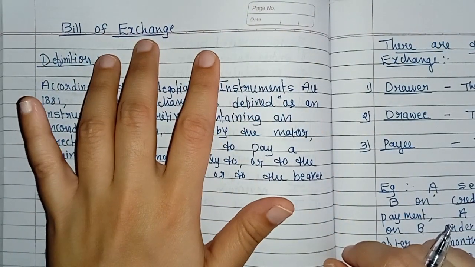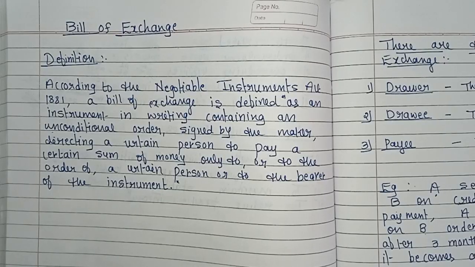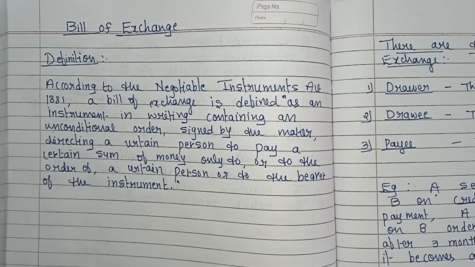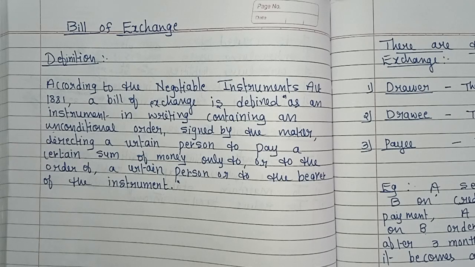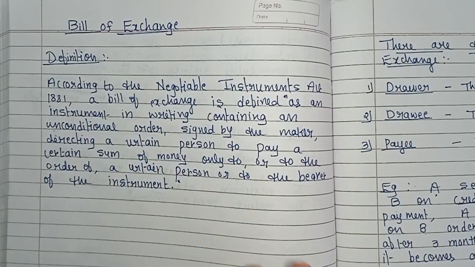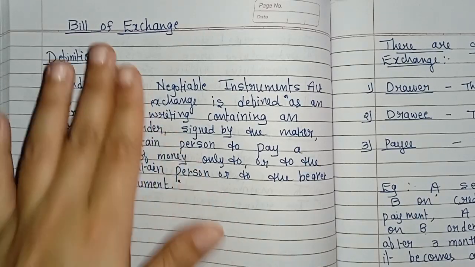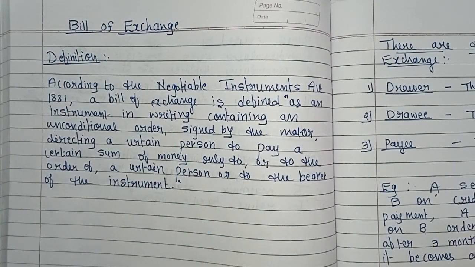Means this bill of exchange assures that the seller will receive the payment at a later date when goods are sold on credit. Clear? That is what a bill of exchange is, in simple words.